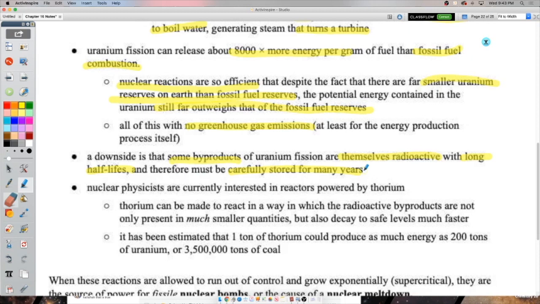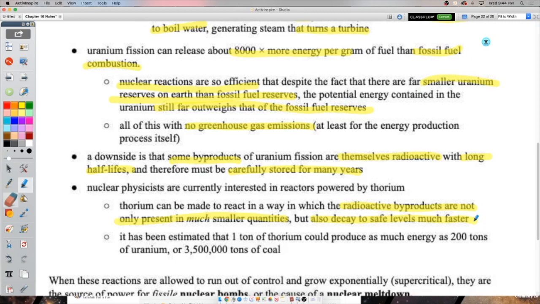But I do want to talk a bit about current research in nuclear power on an element called thorium. Now, thorium can be made to react in such a way where the radioactive byproducts are not only present in much smaller quantities, so you get about 2% as many radioactive products as you would in uranium fission, but the kicker is that they also decay to safe levels much faster. They have a much smaller half-life than the uranium radioactive products. So over the long term, you don't have to store it as long. I think it's 100 times shorter amounts of time that you have to worry about this byproduct.